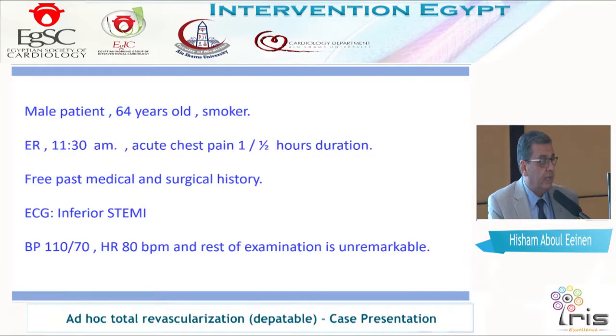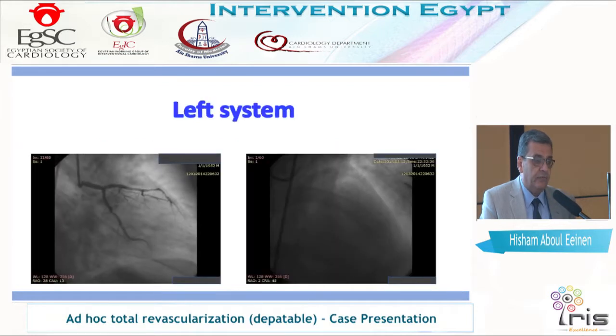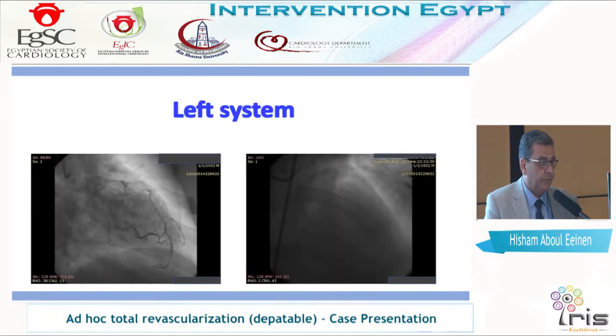So this is a male patient. He's 64 years old. He's a smoker. He presented to the emergency room at 11:30 a.m. with acute chest pain of 1.5 hours duration. He had a free past medical and surgical history. His ECG showed inferior ST elevation myocardial infarction. On presentation, his blood pressure was 110/70, heart rate was 80 beats per minute, and the rest of the examination was unremarkable.